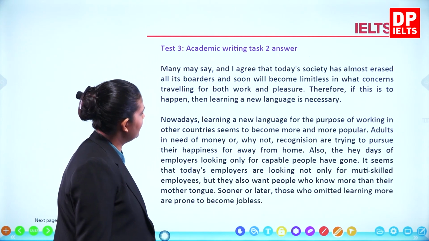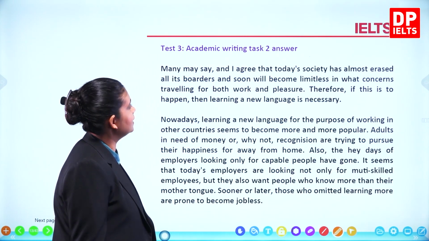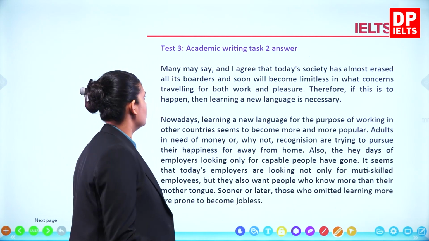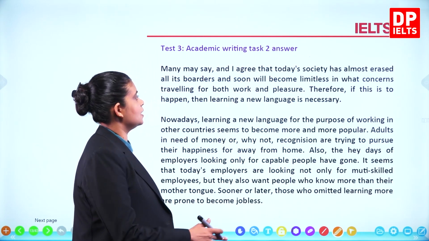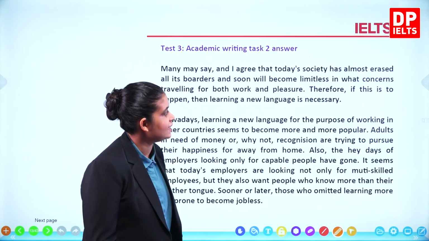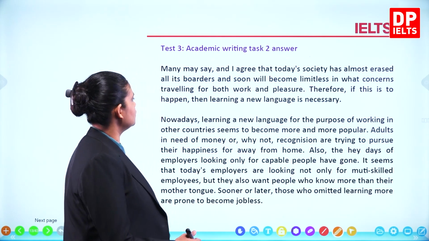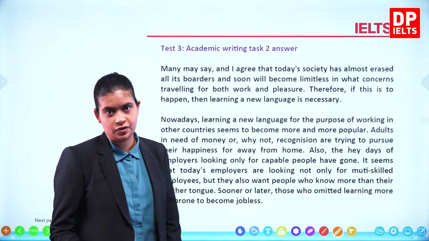Many may say that, and I agree to that, today's society has almost erased all its borders and soon will become limitless in what concerns traveling for both work and pleasure, right?